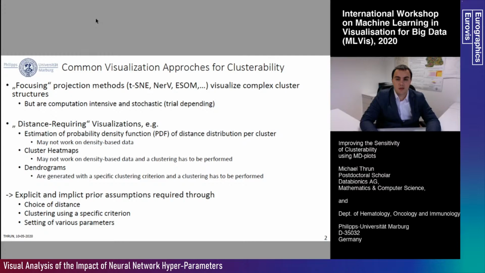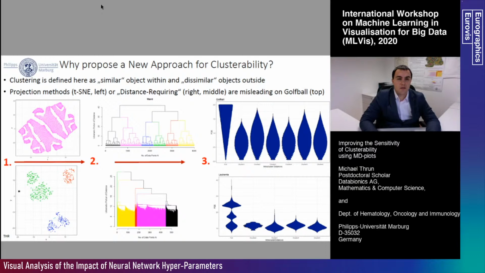Such approaches often require explicit or implicit prior assumptions, for example, the decision which distance measure has to be used, or the clustering has already to be performed with a specific criterion, or various parameters have to be set. In this workshop paper, clustering is defined as similar objects being within a cluster and dissimilar objects being outside a cluster. And in this slide, two data sets are investigated.